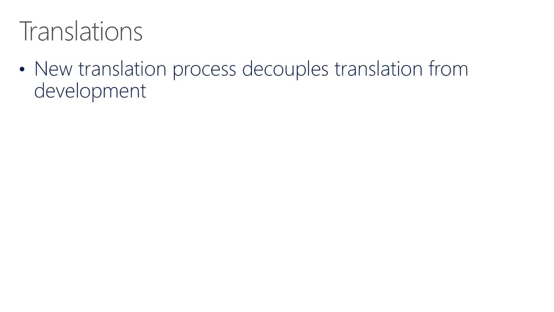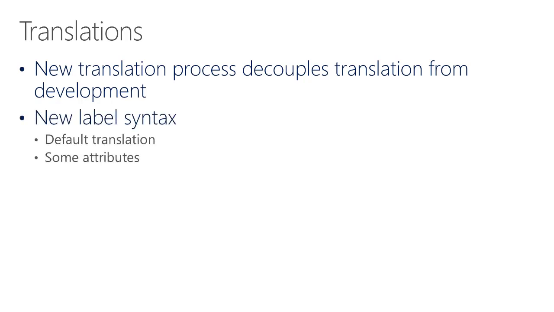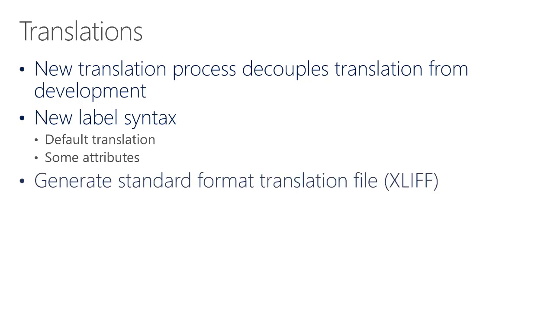So as I said, the new translation process decouples translation from development. So the translation is now taken out of the object into an external file that can then be translated for multiple languages. Instead of the multi-language syntax, we have new label syntaxes instead of text constants, for instance. It has a default translation into English US and some attributes in addition to just the value itself.